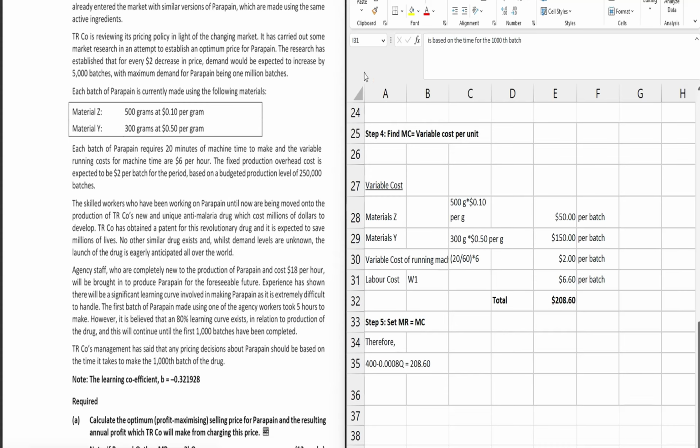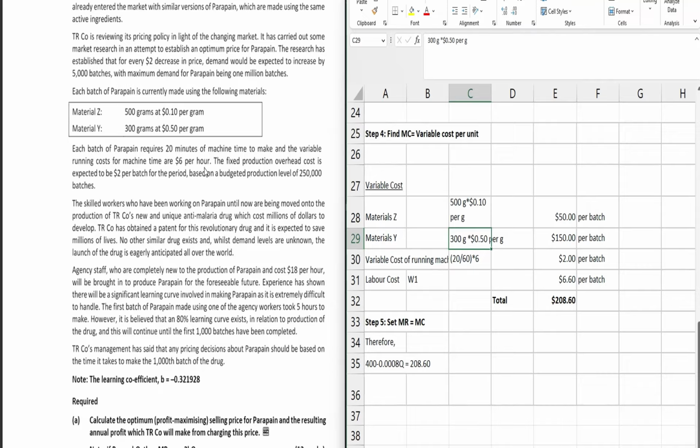So for material X, they said that one batch will use 500 gram and they also provided the cost, that is 0.10 per gram. So if we multiply these two, we will get the total cost, that is 50. And then for material Y as well, they said that 300 gram will be used in each batch, whereas the cost is 0.5 per gram. So if we multiply these two, we will get 150. Okay, 150 per batch.